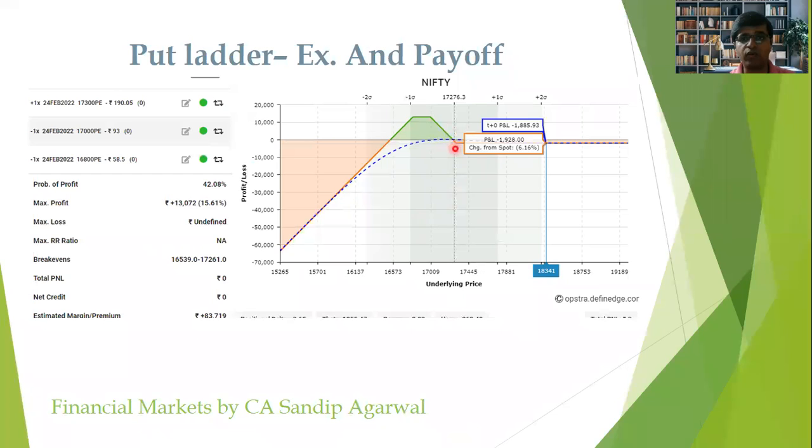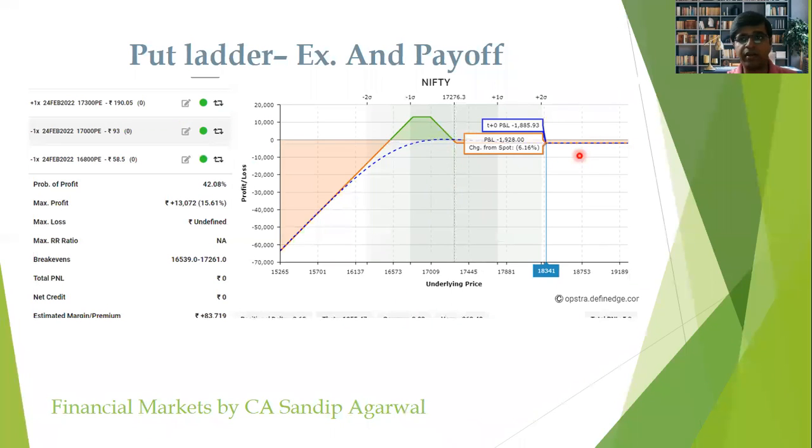We can see the payoff graph as well. In case the view of the person goes wrong and the Nifty starts moving in the upward direction, you can see the maximum loss in this case is 1,900 rupees only. Whereas if the person had gone into the bear put spread, and the view had gone wrong, then the maximum loss would have been 190 minus 93, which is somewhere around 100, multiplied by 50, which is 5,000 rupees.